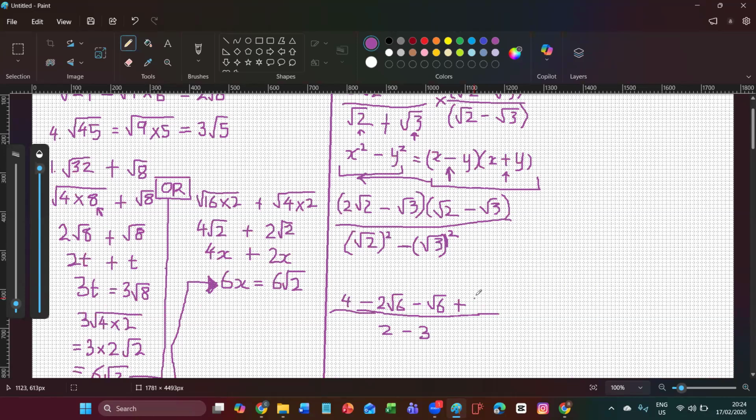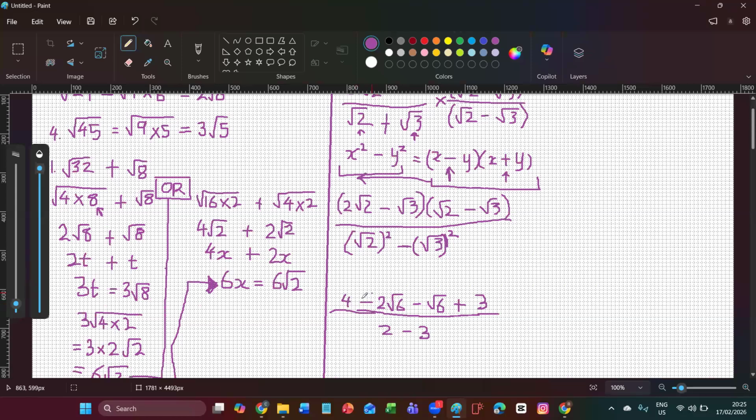Anyway, don't worry. I know you will get it. Square root of 3 times square root of 3. The square root of a number times that same square root of that same number is simply the number without the square root.